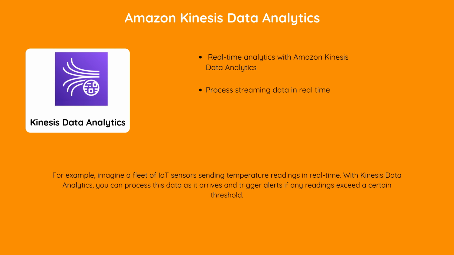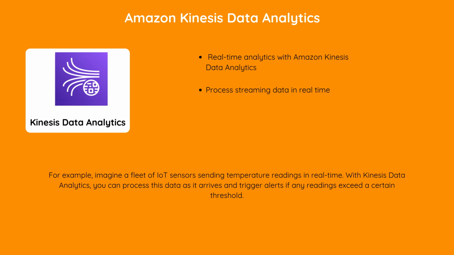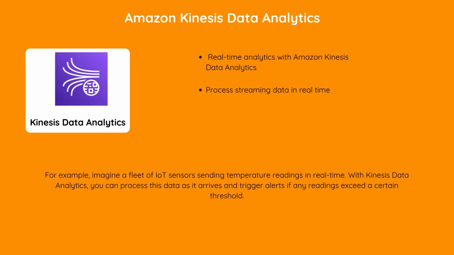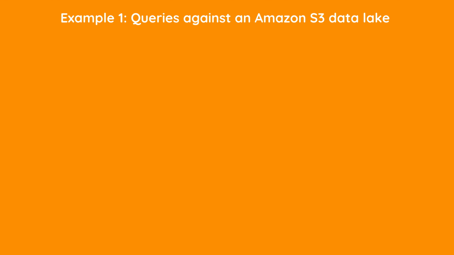For example, imagine a fleet of IoT sensors sending temperature readings in real time. With Kinesis Data Analytics, you can process this data as it arrives and trigger alerts if any readings exceed a certain threshold. Let's walk through the white paper examples. You can also find the white paper link in the description if you need more details.